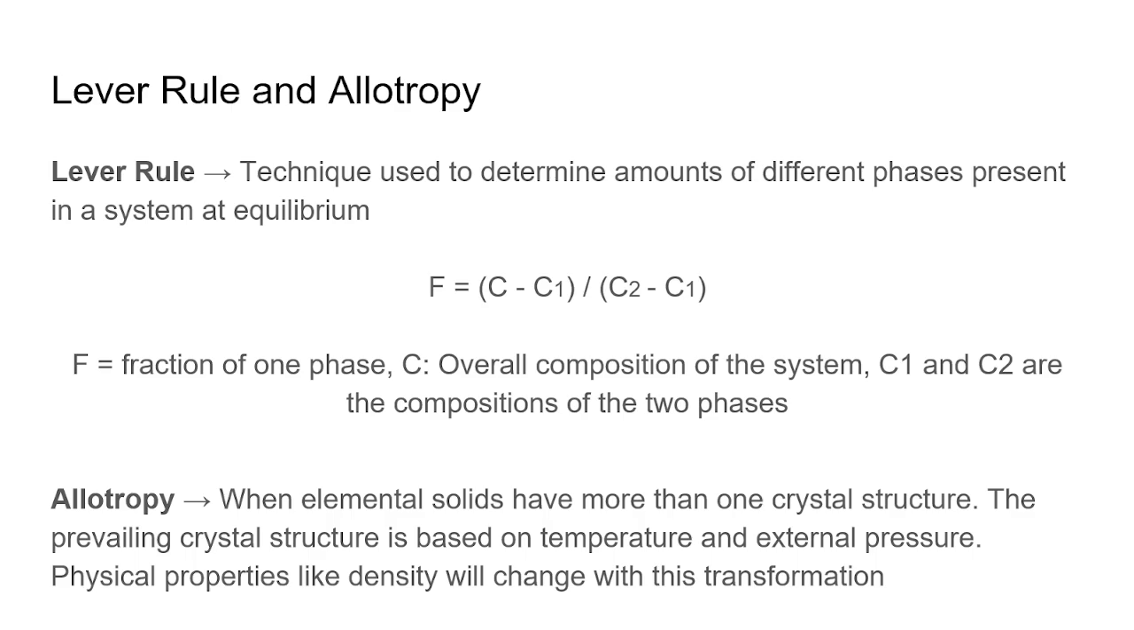So moving on to allotropy. When elemental solids have more than one crystal structure, that's what allotropy is. The prevailing crystal structure is based on the temperature and the external pressure, and physical properties like density will change with these crystal structure changes.